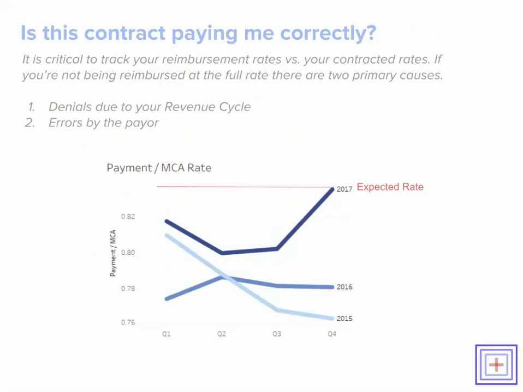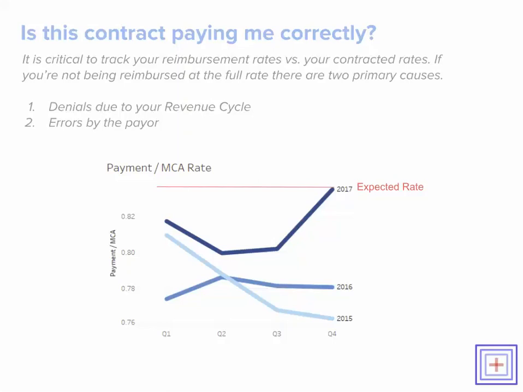All right, in this chart we're looking at, is this contract paying me correctly? So you have your expected rate, what's your contracted rate, and then you could compare where are you actually being paid. There's really two primary causes for underpayment. You have denials due to your revenue cycle, so issues and errors, operational challenges on your side. And then you also have errors by the payer.